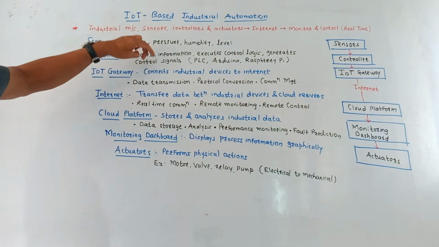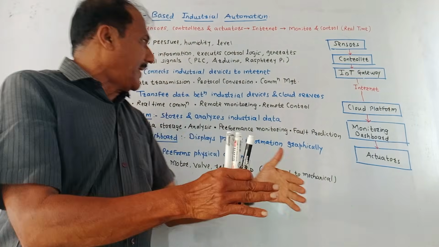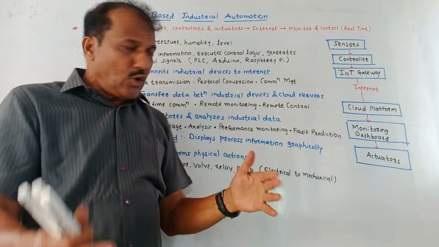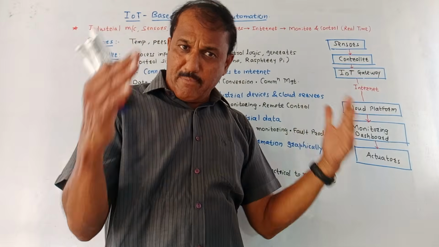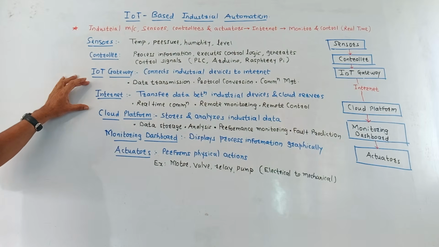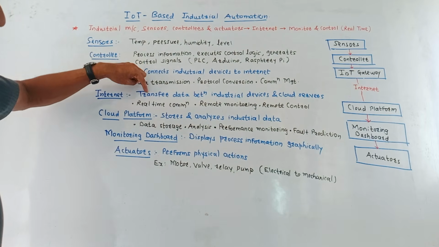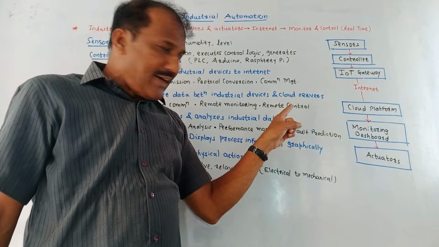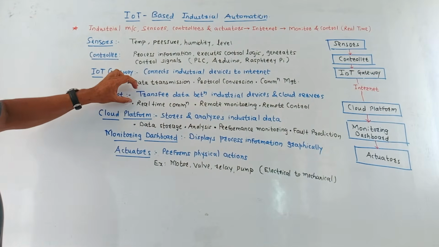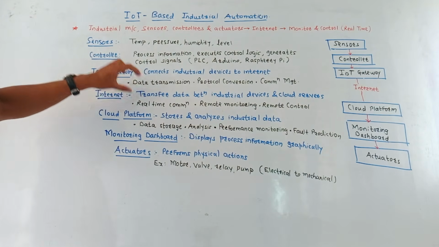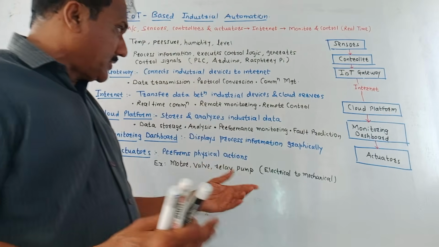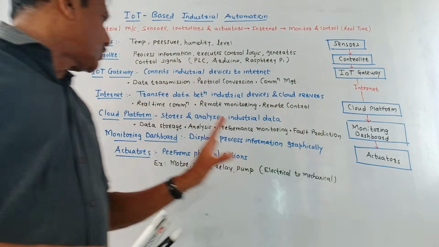So IoT gateway connects industrial devices to the internet. The major functions include data transmission, then conversion of protocol. So I have written protocol conversion and communication management. These are the major functions done by the IoT gateway. Then internet, everyone knows. In this case, it is used to transfer the data between industrial devices and cloud servers, because later on we are going to make use of the cloud. It is used to perform real time communication. Then remote monitoring is possible, as well as remote controlling can also be achieved.